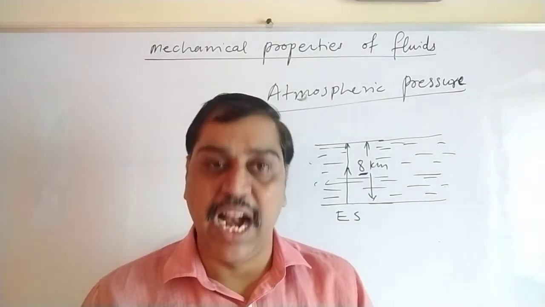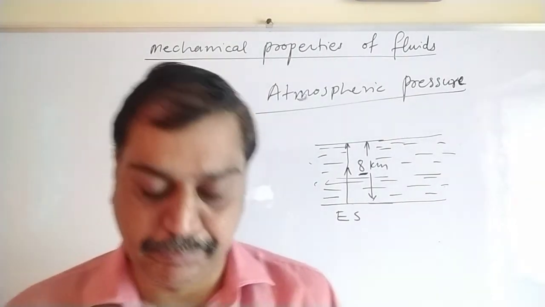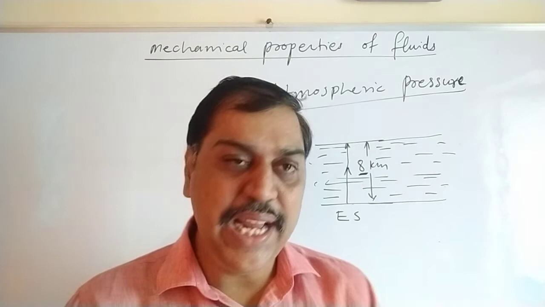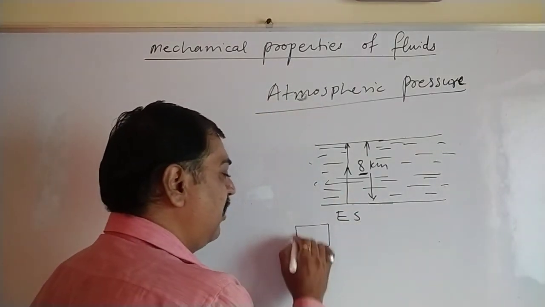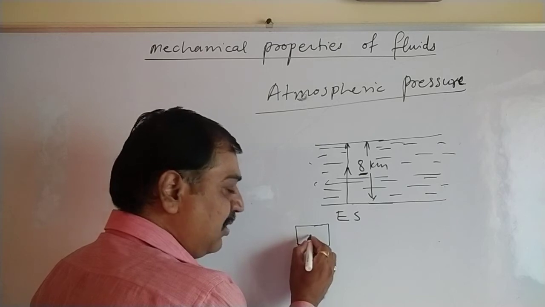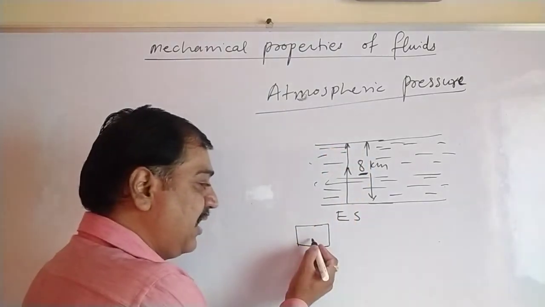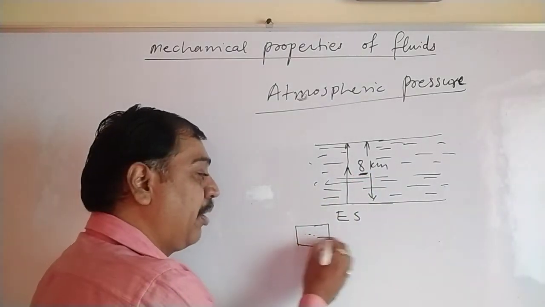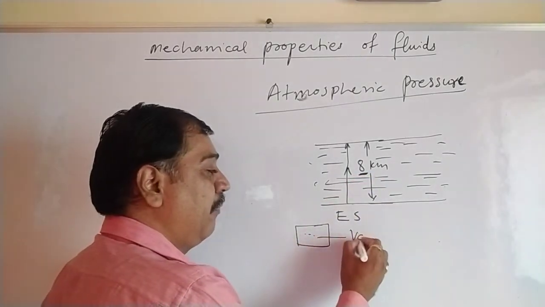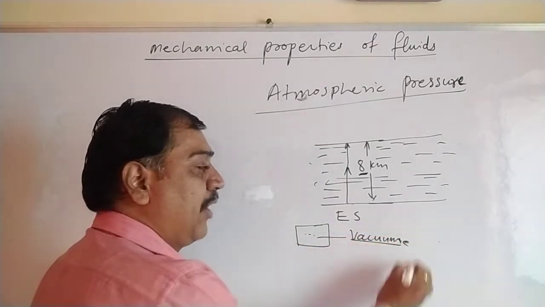How to measure atmospheric pressure? Apart from this, they have used one word, vacuum. What is meant by vacuum? If there is a container on the earth's surface such that inside it the pressure is less than atmospheric pressure, then roughly it is said to be vacuum. Remember, roughly it is said to be vacuum.